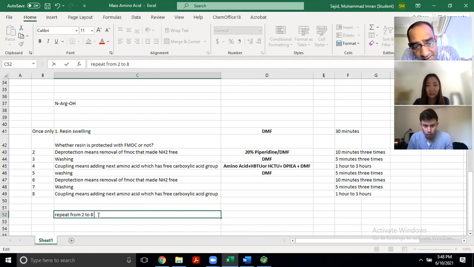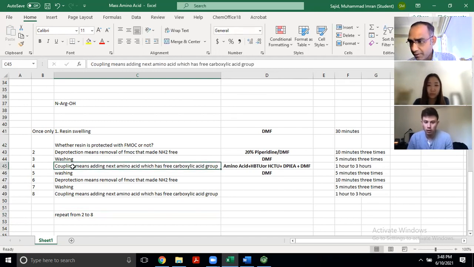Then you have to check whether the resin was protected or not protected. If it was protected, you have to do the deprotection. If it wasn't protected, you skip step 2. Then you just start with coupling. So you have to just start with coupling, right? No washing either. No, because you already swelled it, right? Yep.